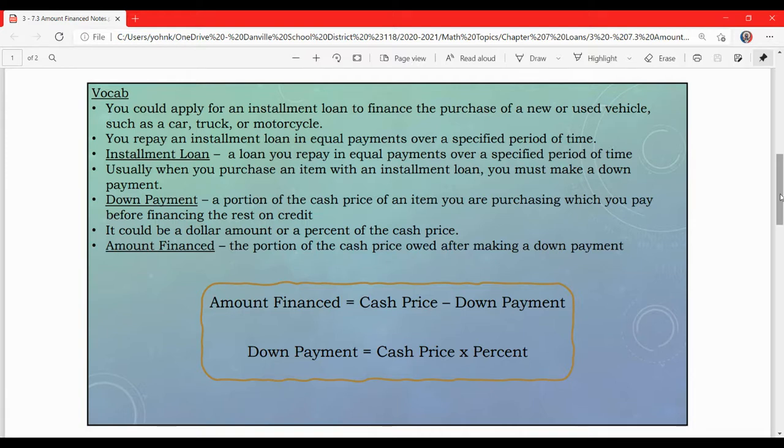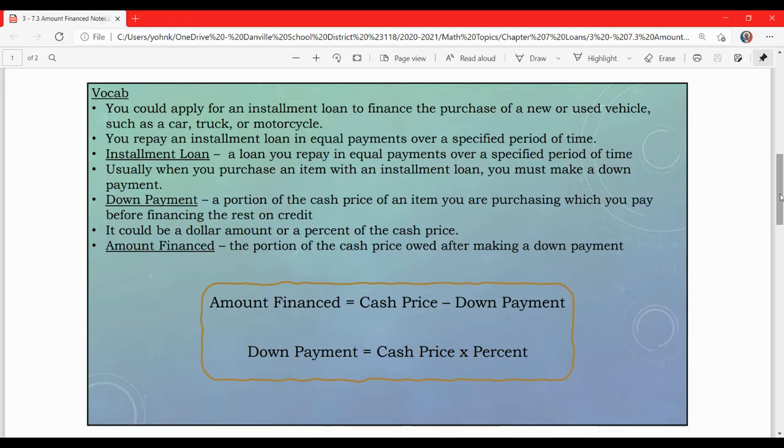Like when you borrow money to buy a house, you can get a 15-year mortgage, a 20-year mortgage, or a 30-year mortgage, and that's how long it'll take you to pay back the loan. Usually when you purchase an item with an installment loan, you must make a down payment first. That down payment is a portion of the cash price of an item you are purchasing, which you pay before financing the rest on credit. This could be a dollar amount or a percent of the cash price.